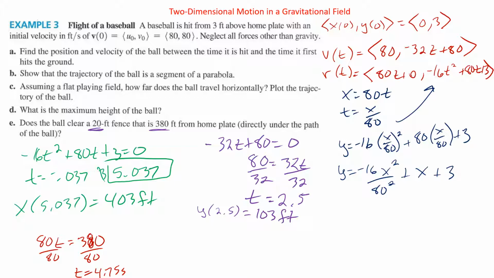Plug that into the vertical one, y of 4.75. So we'll go negative 16 times 4.75 squared plus 80 times 4.75 plus 3. And we get that at that point in time, it's at 22 feet off the ground. So the question is, does it clear the 20-foot fence? Yes. Clears it by 2 feet.